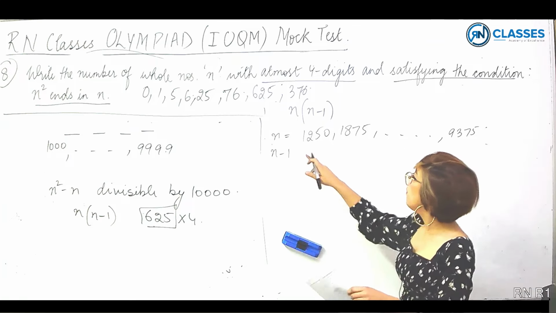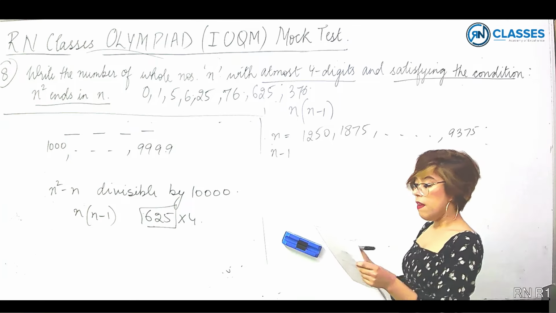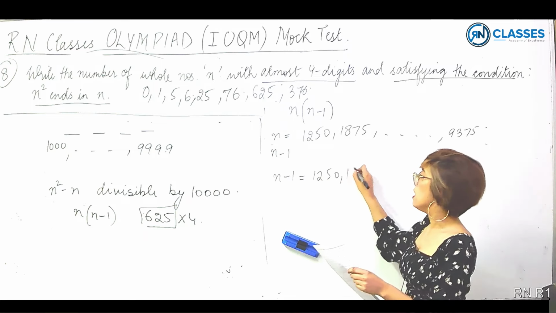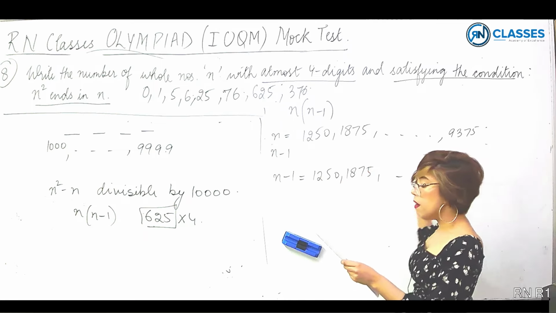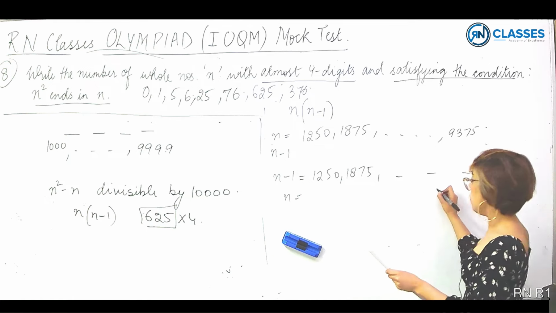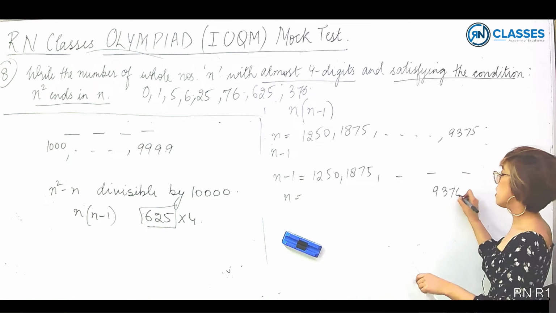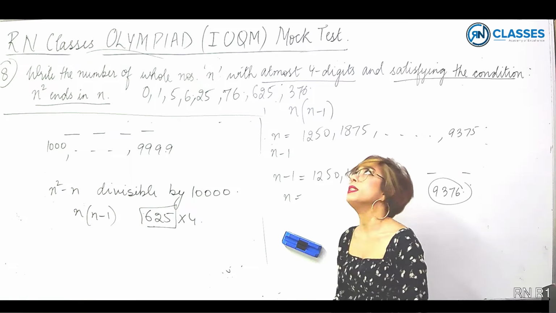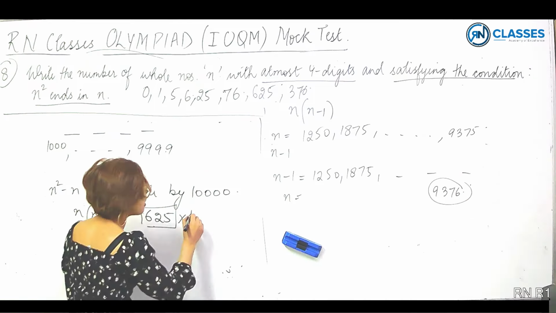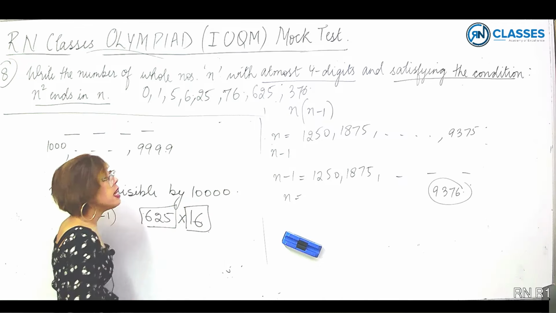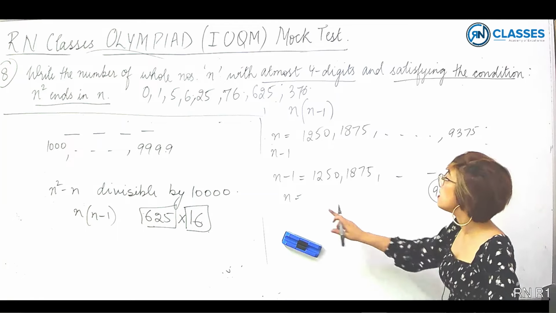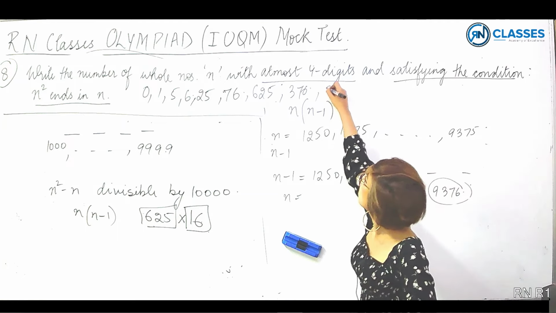Right? From this you will not get any number. Then n minus 1 is 1250, 1875 and so on. From here when you write the n, the last one would give you 9376. Why? Because this is the only number which will be divisible by 16. This is 625 into 16. Right? This is the only number which will be divisible by 16. So that means n is 9376.